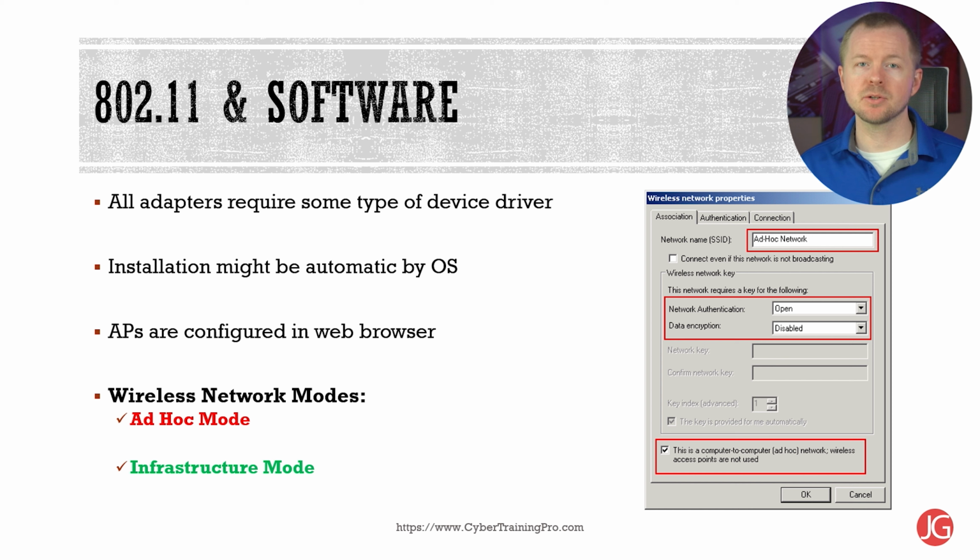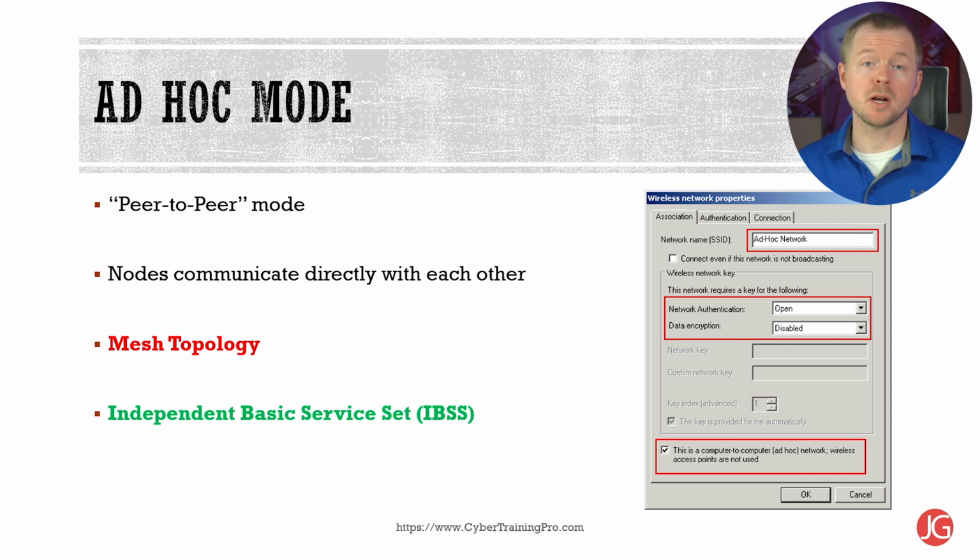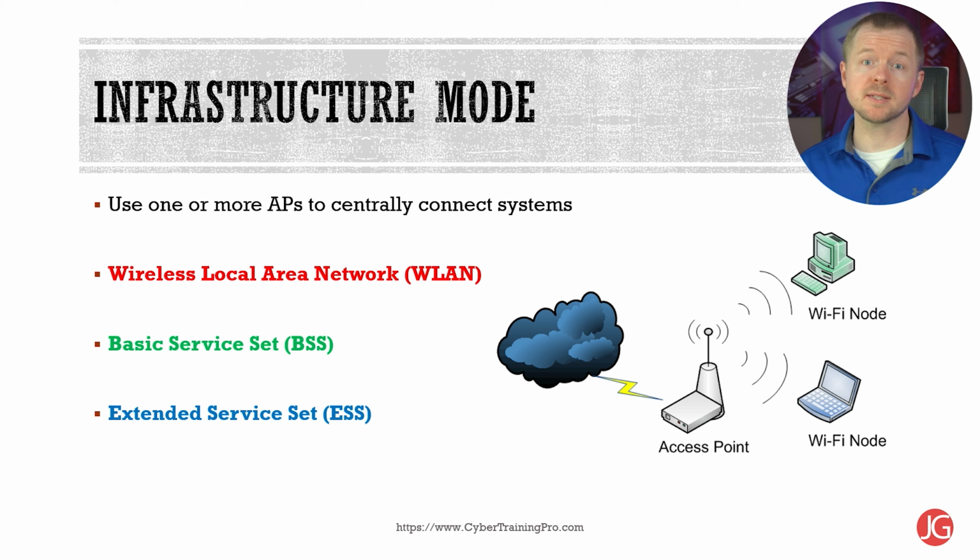Now, there's two modes that 802.11 networks operate in and that you need to know about. We have ad hoc mode and infrastructure mode. Ad hoc mode, which is also called peer-to-peer mode, is where systems or nodes communicate directly with one another using a mesh topology instead of having any wireless access points. When two or more wireless nodes communicate, they form an independent basic service set, an IBSS, which is basically like their own wireless network. This is okay for a few computers, but you aren't going to run this on an enterprise. Infrastructure mode uses one or more wireless access points to centrally connect wireless nodes or systems.